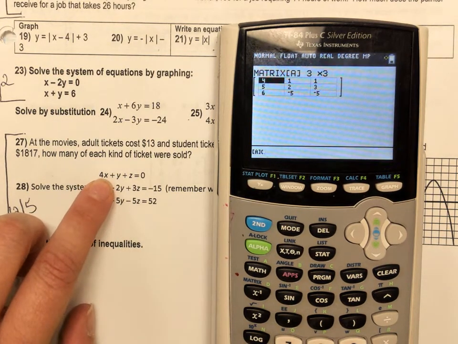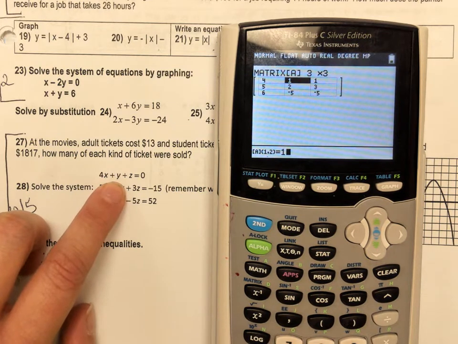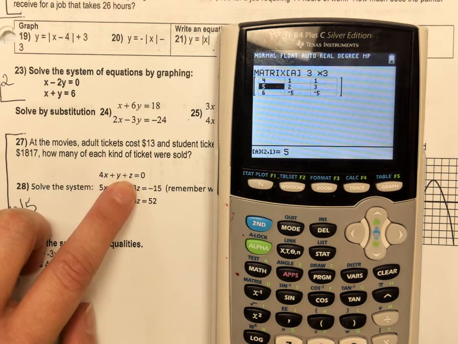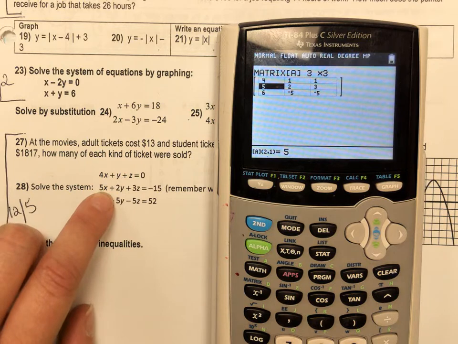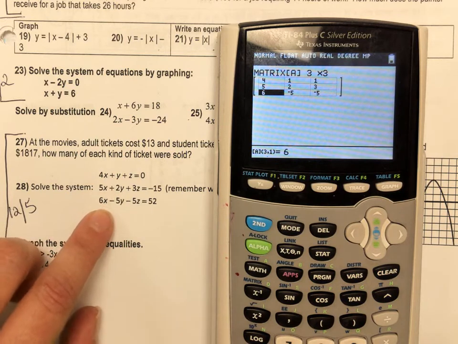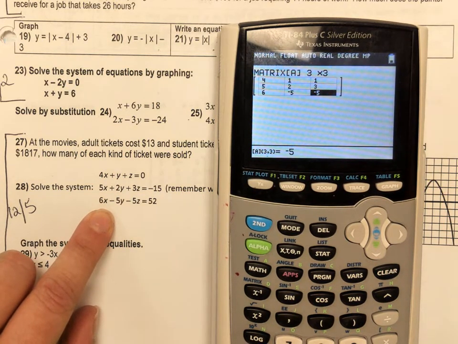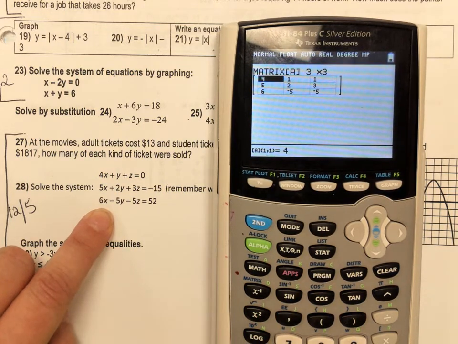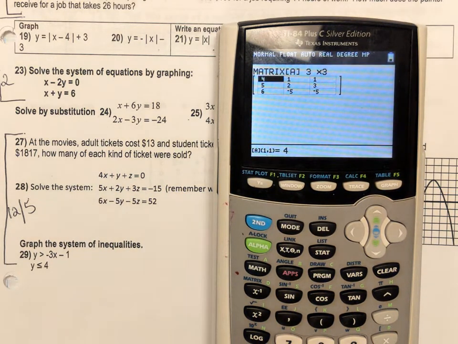Then we type in 4, and then 1, and then 1. Are y'all okay on where I got 4, 1, 1? It's the first coefficients. All right, what's my next coefficients? 5. Perfect. And my last ones? Perfect. Very good. Make sure you hit enter after the last one. If you don't hit enter, it won't work right.